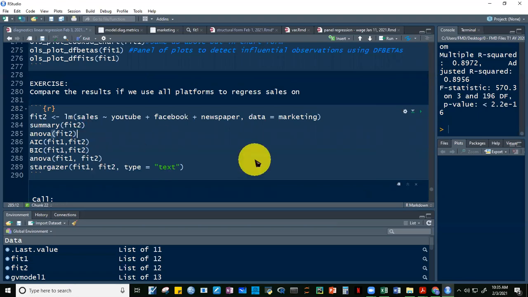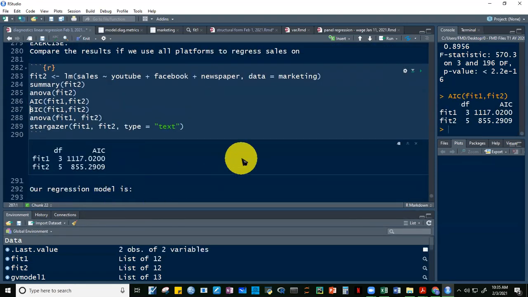Okay, then, compare natin guys si AIC ni FIT1 at saka FIT2. Si FIT1 yung simple linear regression lang natin. Si FIT2 ngayon, yung YouTube at saka si Facebook. So AIC guys, tingnan natin. Degree of freedom ni FIT1 3. Si FIT2 degree of freedom 5. Okay. And then AIC ni FIT1 and AIC ni FIT2.